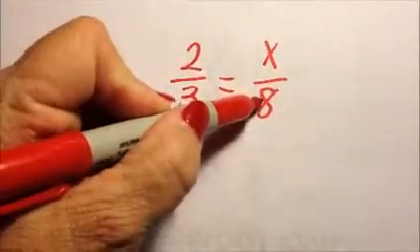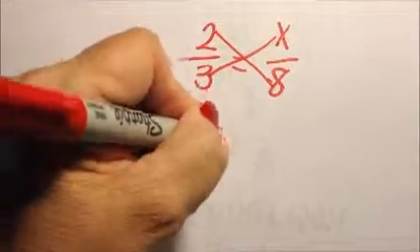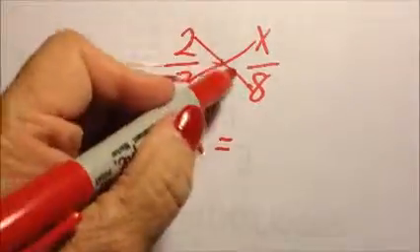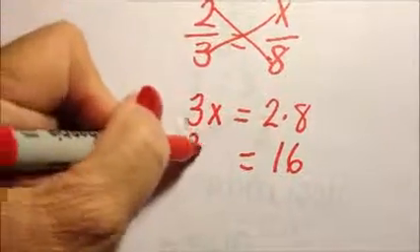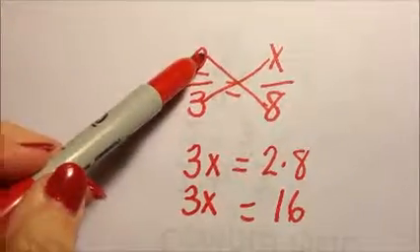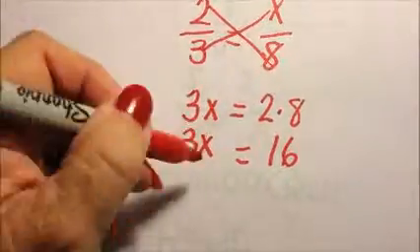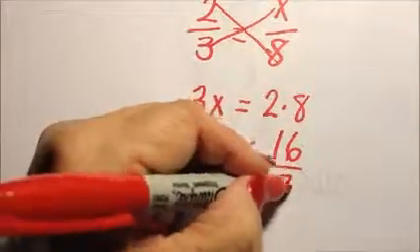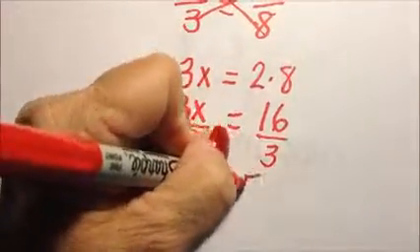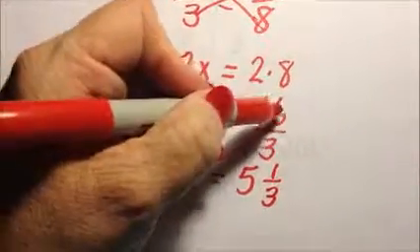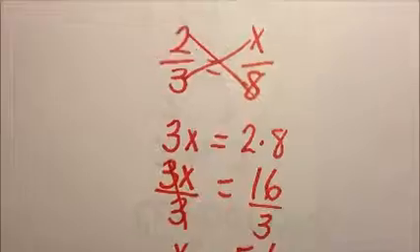So, I can solve it by doing the product of the means equals the product of the extremes. So, the product of the means is 3x. The product of the extremes is 2 times 8, or 16. Now, lots of times you'll hear the term cross multiply. That's what this means. Multiply this, multiply that. Now, to solve then, I just solve like a regular algebraic equation, and x would be equal to 5 1/3. Or I could simply leave it as 16/3. It's an improper fraction, but it is in lowest terms. Okay?